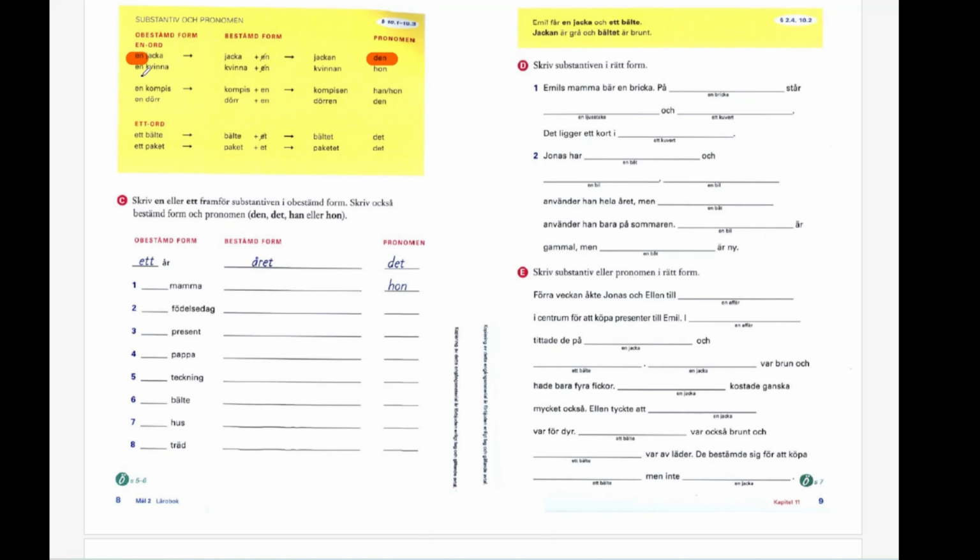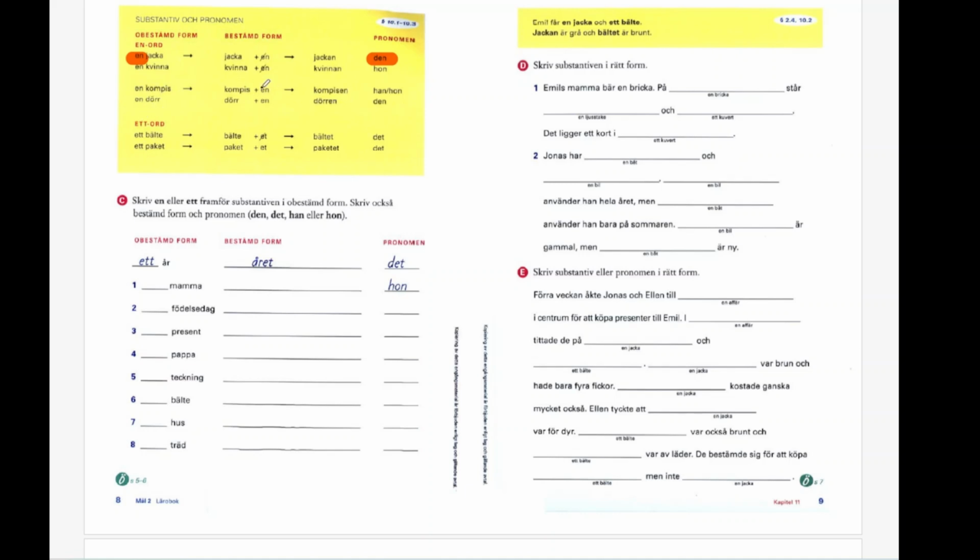En kvinna becomes kvinnan, and because she is like a person, we are using hon. En kompis, it's like a friend, becomes kompisen, the friend, and it can be he or she, both. Here it was only she, but yeah, obviously it's not. We don't know what we're talking about. So kompisen can be the friend, can be a girl or boy.